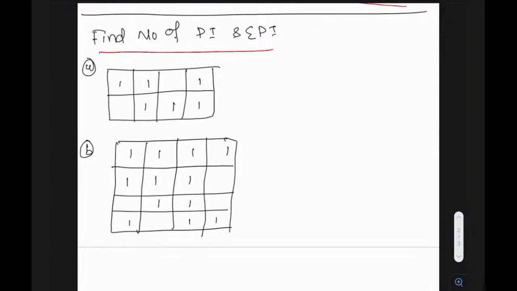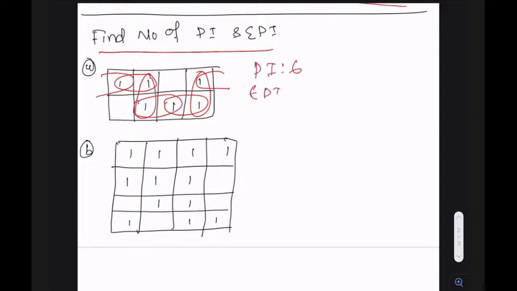PI means the maximum number of groups possible. So this is one possibility, this is one possibility, this is one possibility, this is one possibility, and this is one possibility. Although the groups are redundant, I'm still going with more and more groupings, but I should make sure a smaller group is not completely inside a bigger group. Apart from this, is anything else possible? Yes, this and this is also possible. So the number of PI I made is 6 in this case.